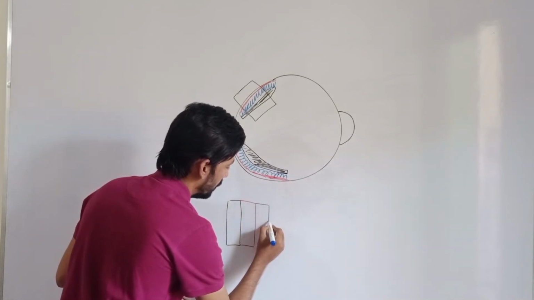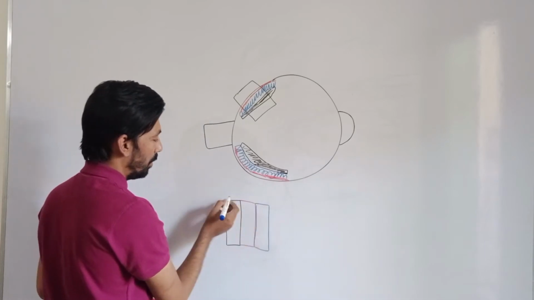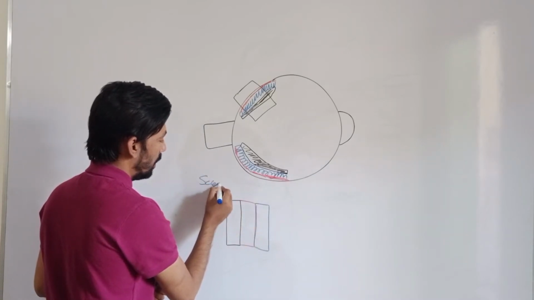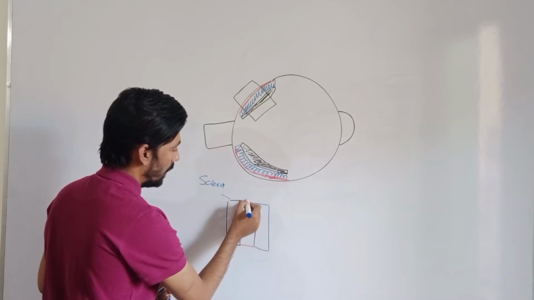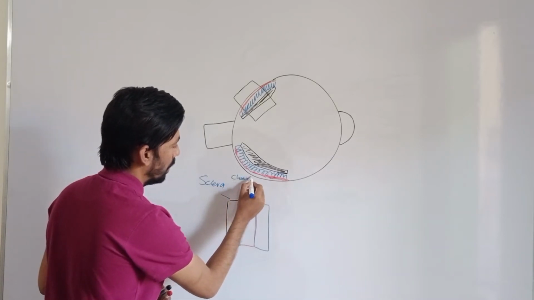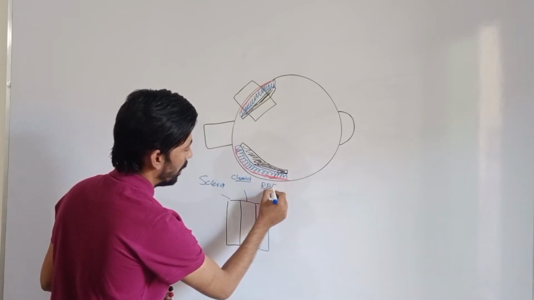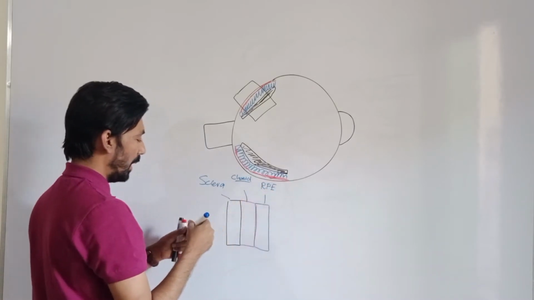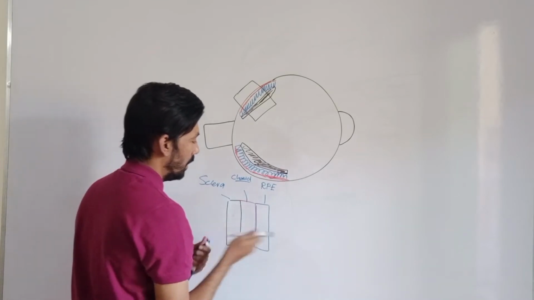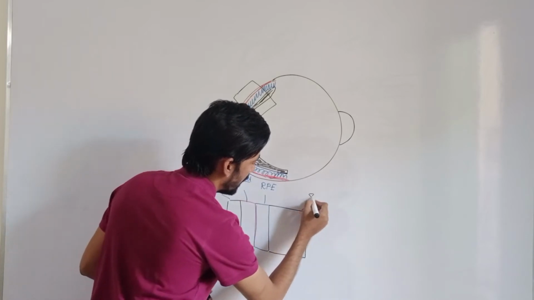Then, in the blue marker is the retinal pigmented epithelium. This is the sclera. This is in red marker. This is the choroid, and this is the retinal pigmented epithelium. And beneath the retinal pigmented epithelium, there is the sensory retina.